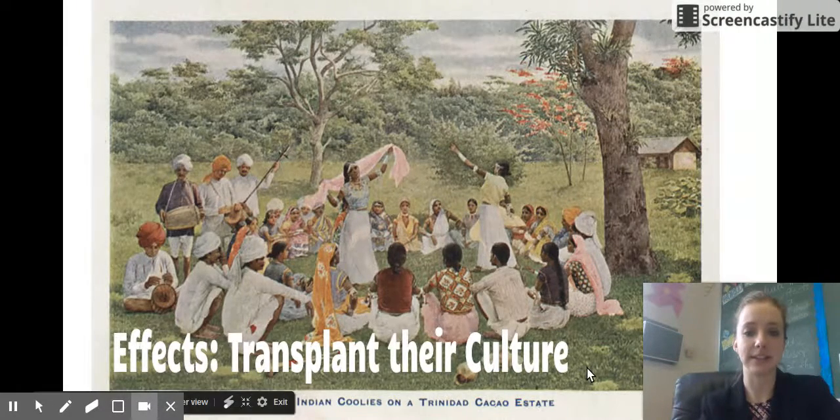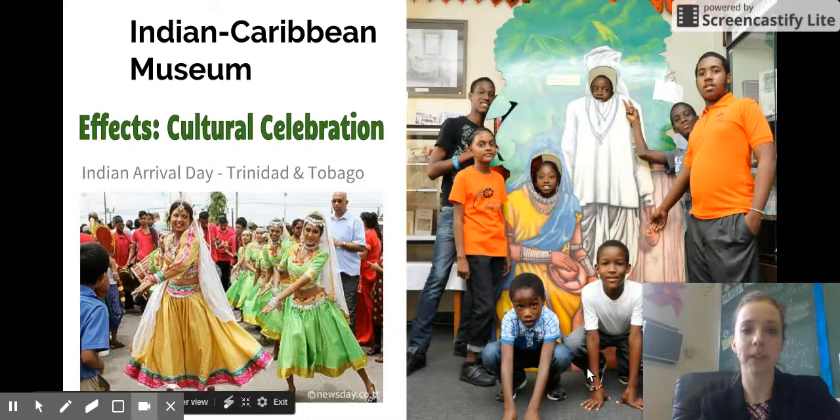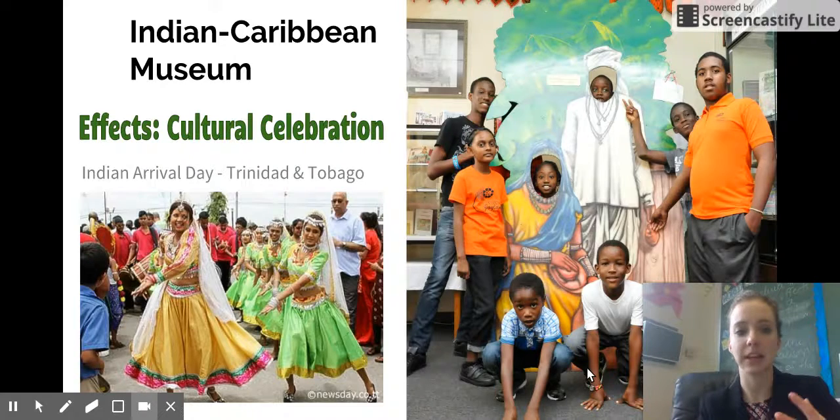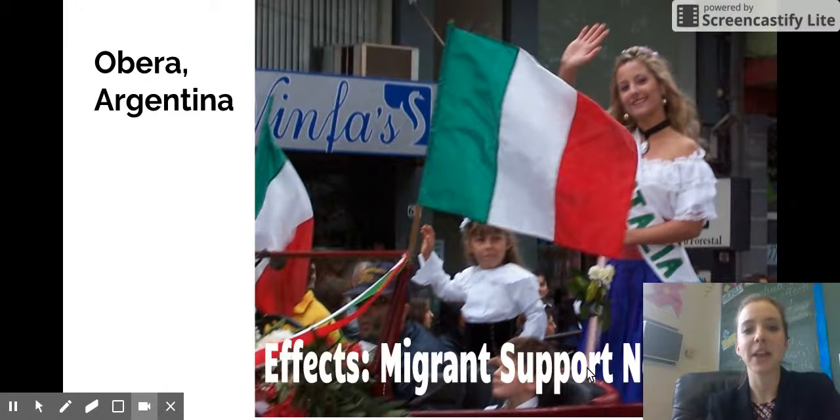You see this in this case, the East Indians in Trinidad, continuing even until today with a cultural celebration, for example, in Trinidad and Tobago, where you see this Indian clothing with kind of more Caribbean style dance mixture there, and a celebration, these migrant support networks. That is also seen, for example, in Argentina with the Italian enclaves.